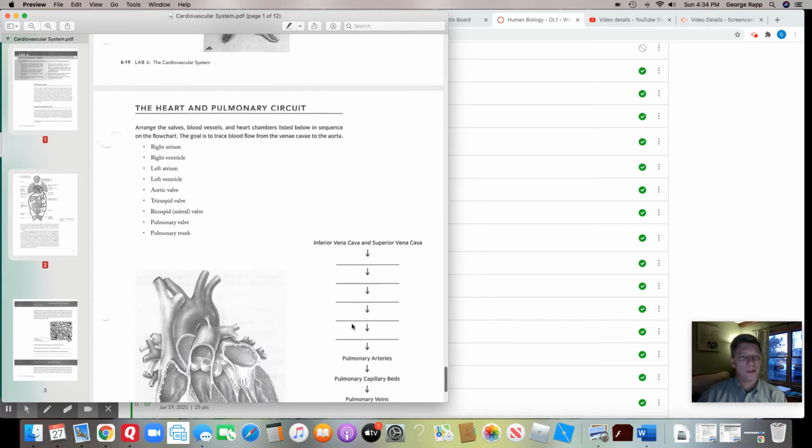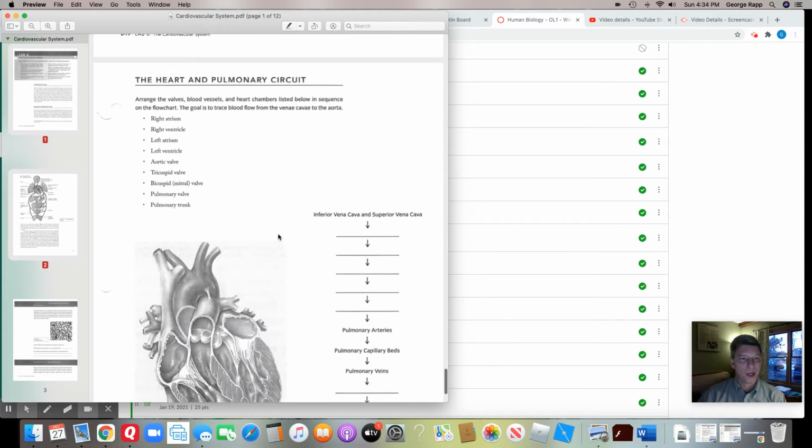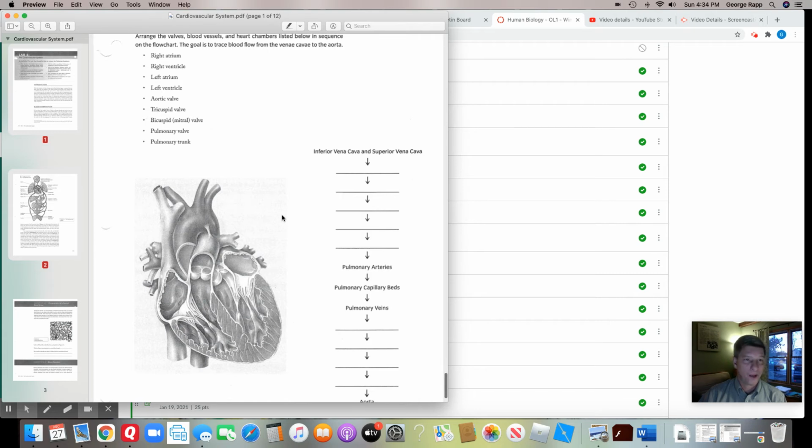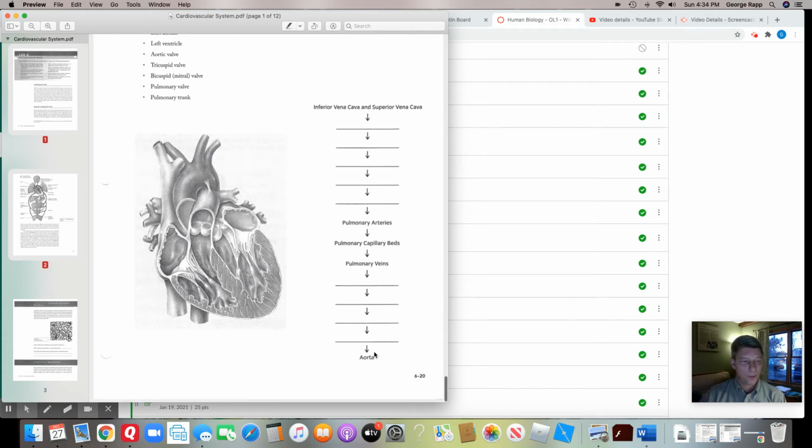And then finally, the last exercise here, another list of terms, blood vessel, or actually heart valves and heart chambers, and list them in the appropriate spaces here. And that will be the cardiovascular system lab.